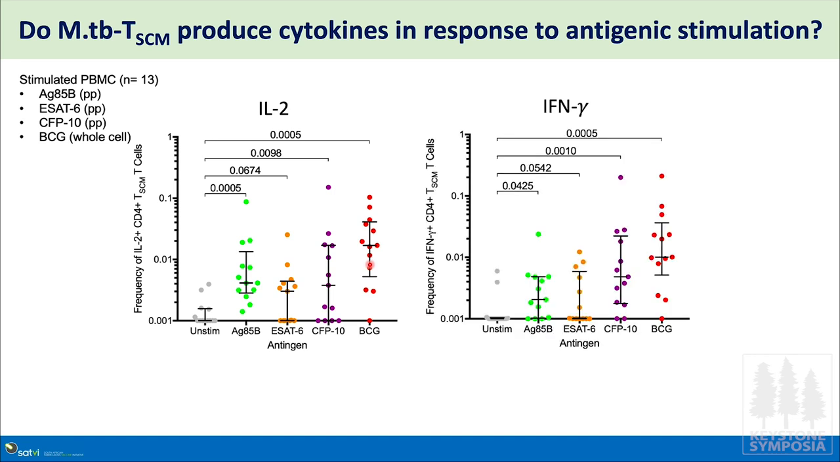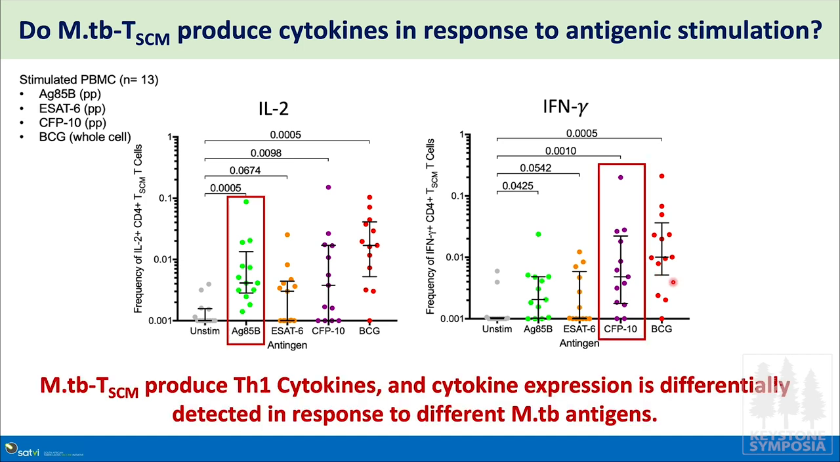Then when we looked at interferon gamma, even though in response to antigen-85B stimulation we did see expression of IL-2, we actually didn't see expression of interferon gamma. However, we did see expression of interferon gamma in response to CFP10 stimulation and BCG. So this shows that MTB-specific TSCMs do produce Th1 cytokines. Even though I've only shown IL-2 and interferon gamma, I saw a similar profile of TNF expression as interferon gamma in response to different antigen stimulations. And also what's interesting is that the cytokine expression is different depending on which MTB antigens the cells are exposed to.